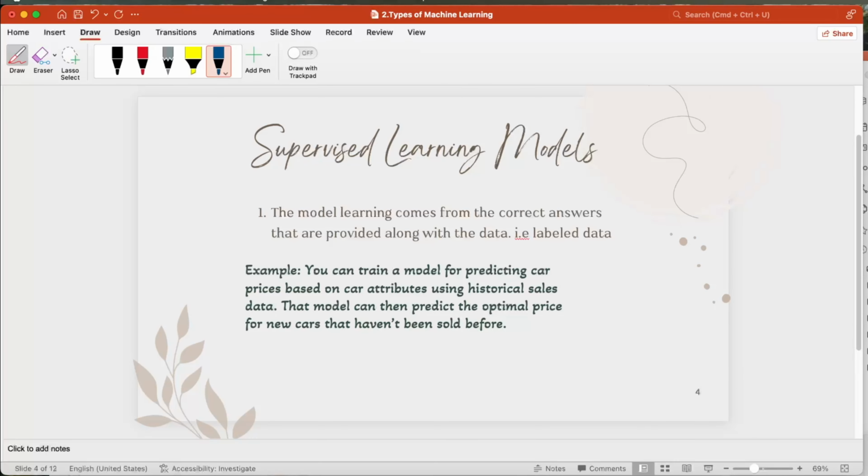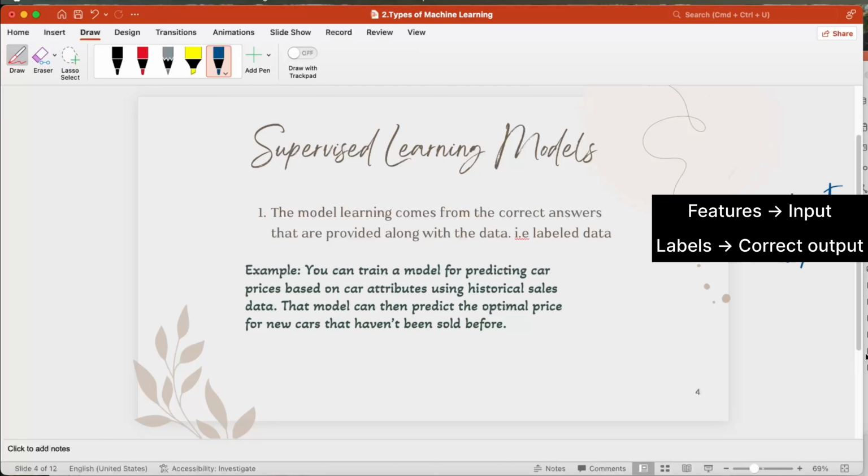Now talking about supervised learning in depth. In this, we provide the algorithm with labeled data, which means we give the model both the inputs, that is the features, and outputs, the labels. Now the model learns by comparing its predictions to the correct answers, and over time it gets better at making the predictions.